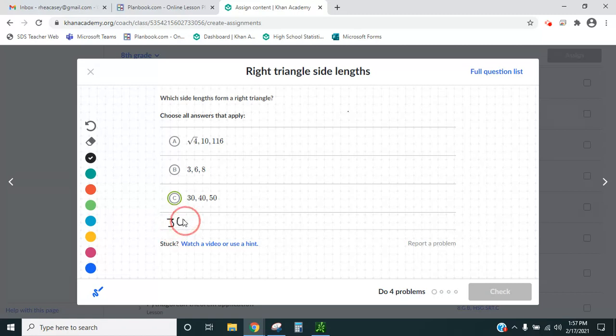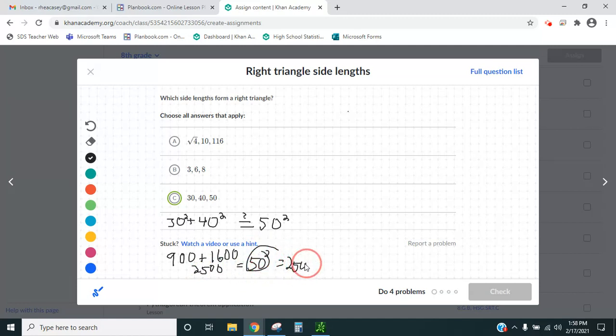If I do the 2 smallest sides, 30 squared plus 40 squared, I'm going to ask the question, does that equal the same thing as 50 squared? If the answer is yes, then it's a right triangle, right? What we just did was the Pythagorean theorem, and that is only true in right triangles. So this would be 900 plus 1600. That adds up to 2500, and guess what? Guess what 50 squared is? It's the same thing. So if both sides match, we have a right triangle.